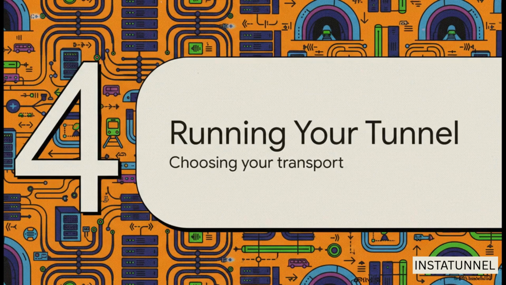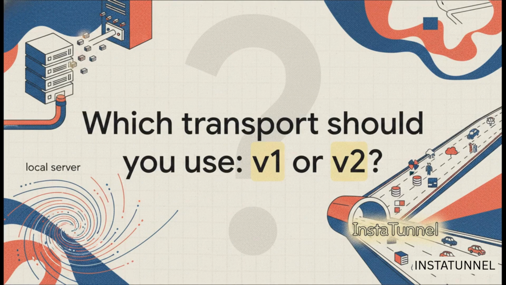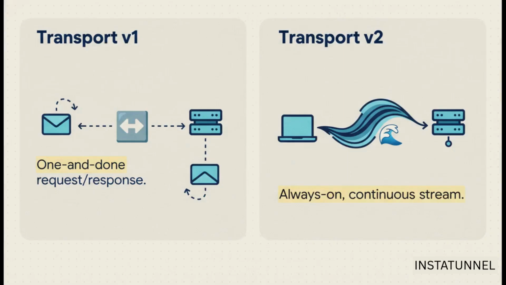All right, once you're all set up, we get to the main event, firing up the tunnel. And this is where you've got one key decision to make. So, the big question is, should you use Transport V1 or V2? And the right choice here depends completely on what kind of traffic your local server is expecting to handle. The difference is actually super simple when you break it down. Think of Transport V1 as your go-to for standard, one-and-done requests, kind of like a webhook. But V2 is built for streaming. We're talking long-lived connections, real-time data pushes. For most of these modern AI and IDE tools, trust me, V2 is going to be your best friend.